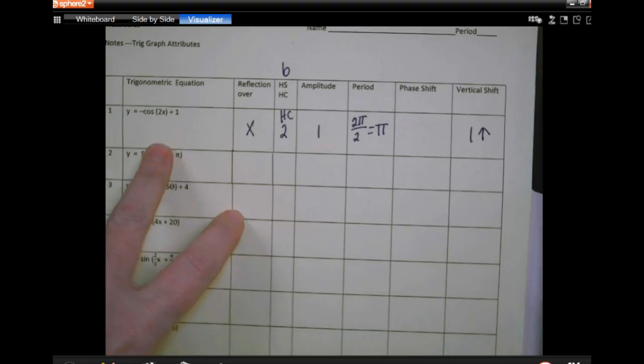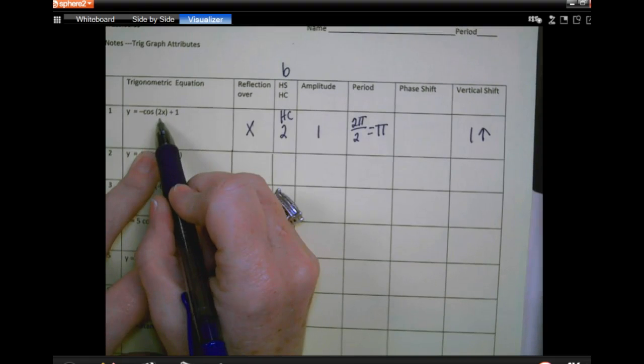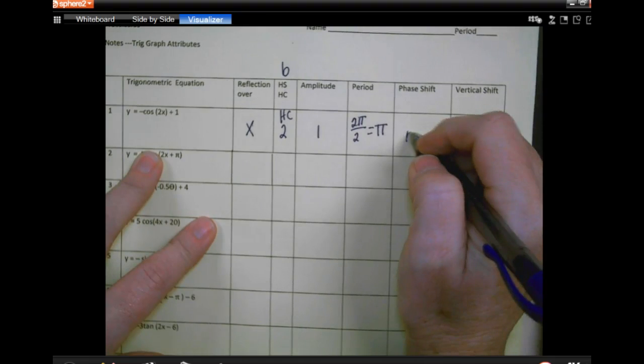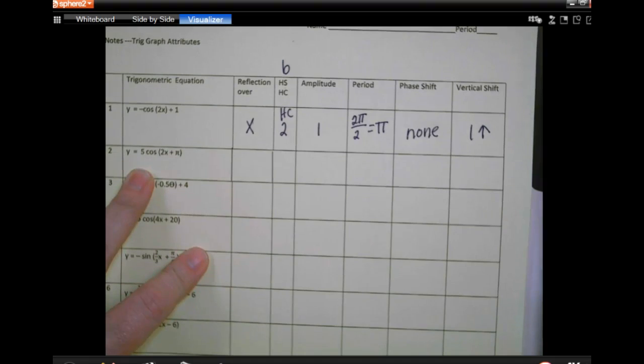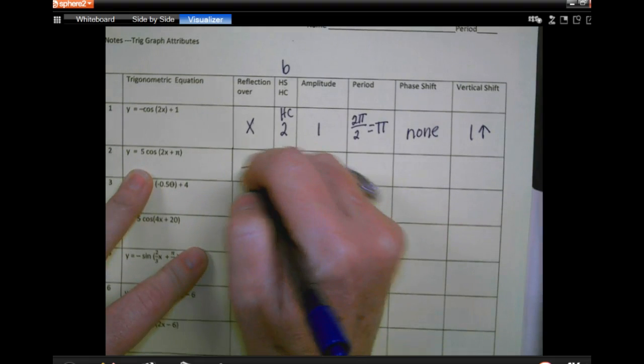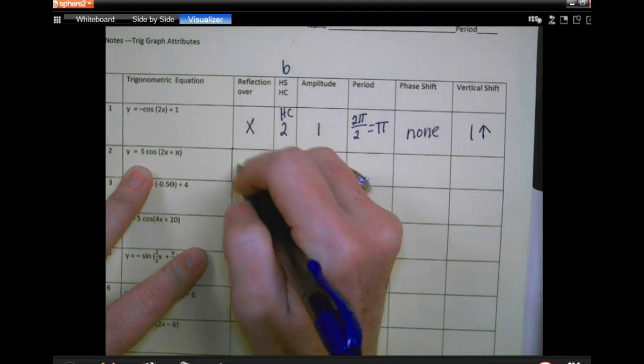And so what's my phase shift here? There isn't one. The phase shift would be inside the parentheses here. So this is a none. Do I have a reflection this time? I do not. So no reflection. That's fine. None is that way I don't mess that up. That's good. My amplitude is 5. That goes here.